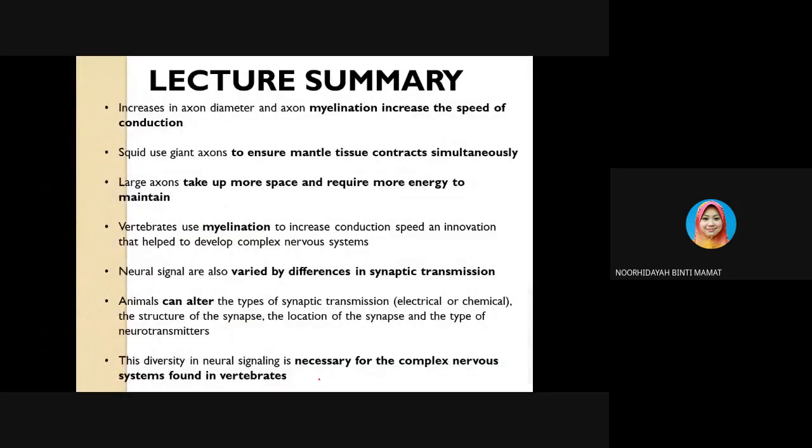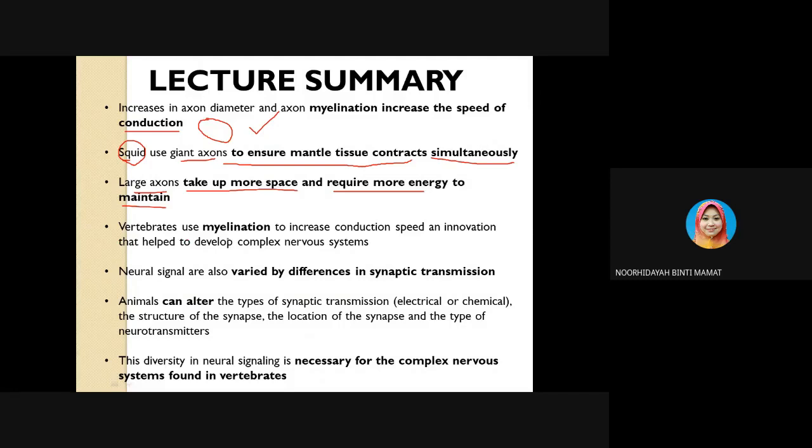An increase in axon diameter and axon myelination increases the speed of conduction. Animals that have a large axon diameter and myelin have the greatest speed of conduction. The squid uses the giant axon to ensure the mantle tissue contracts simultaneously. The large axon has two disadvantages: it takes up more space and it requires more energy to maintain.